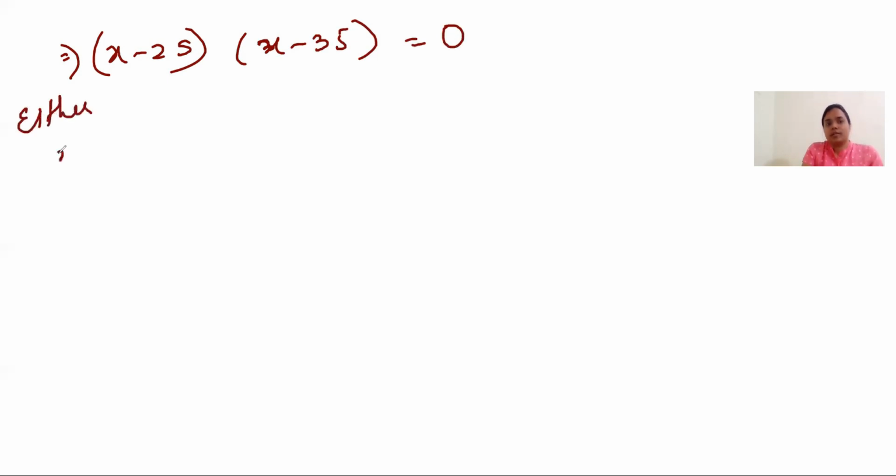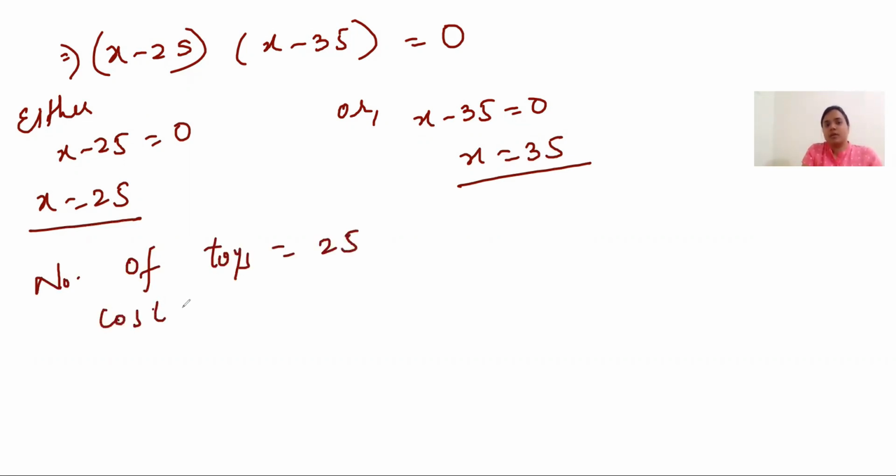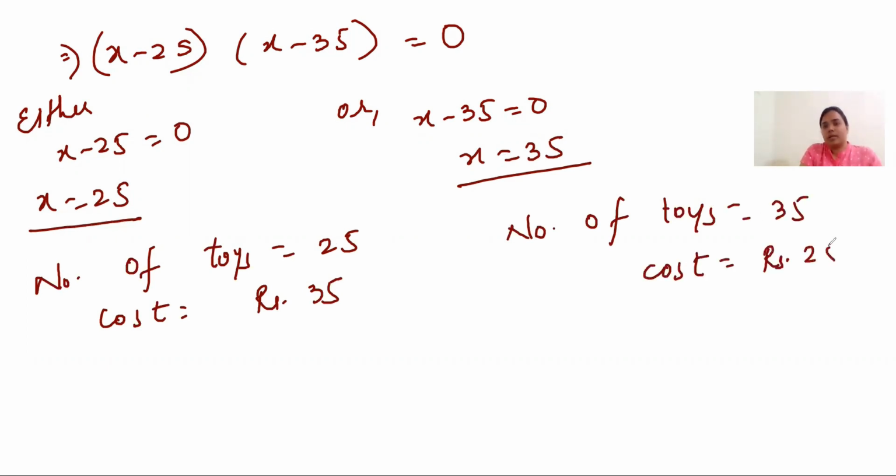So either x minus 25 is 0 or x minus 30 is equal to 0. So x is 25 or x is 30. Now we can take x as 25 also, we can take x as 30 also, because they both are positive and number of toys can be positive. So if number of toys is 25, cost will be rupees 30 for each toy, and if number of toys we take as 30, then cost will be rupees 25.